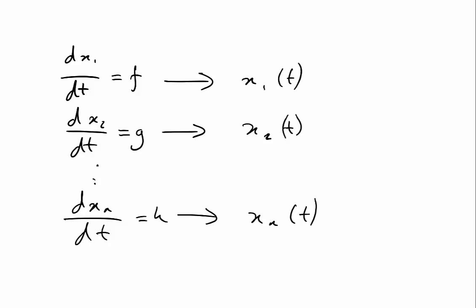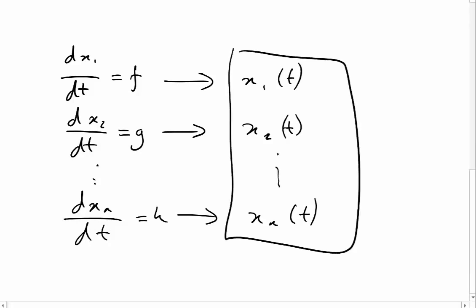Okay, go away and think about that if not. So essentially, what I've got now is a system, or rather my solutions. I've got x1 of t, x2 of t, xn of t. These are all my solutions which I formed. And these are solutions.